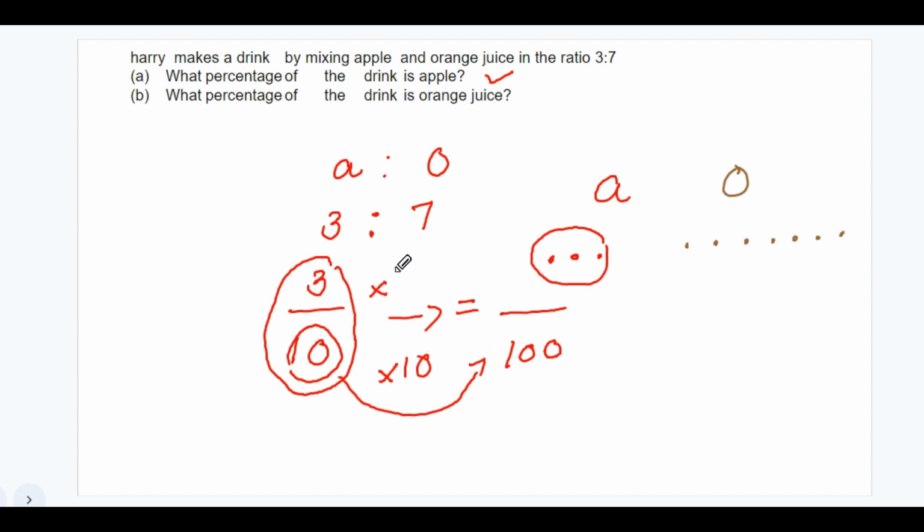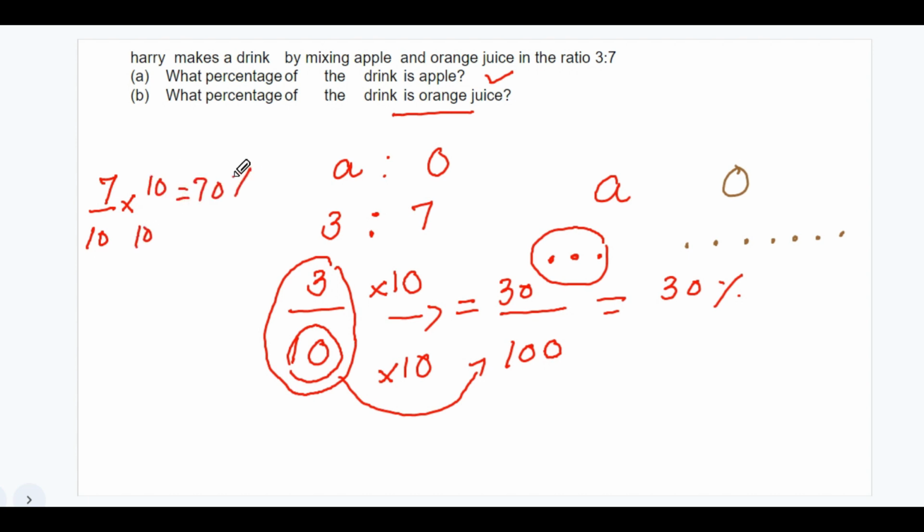So the same thing I need to do in the numerator. 3 times 10 is 30. So 30 by 100 means 30%. The same thing you need to apply over here. That means 7 over 10 is the fraction of oranges, and to change it into a percentage you again multiply by 10, so it will give you 70% as your answer.